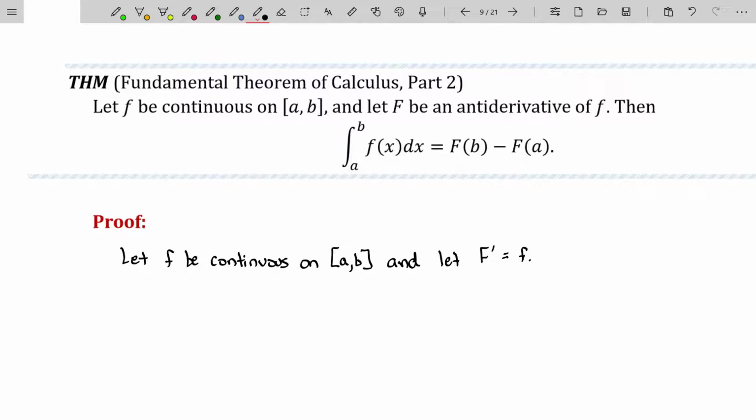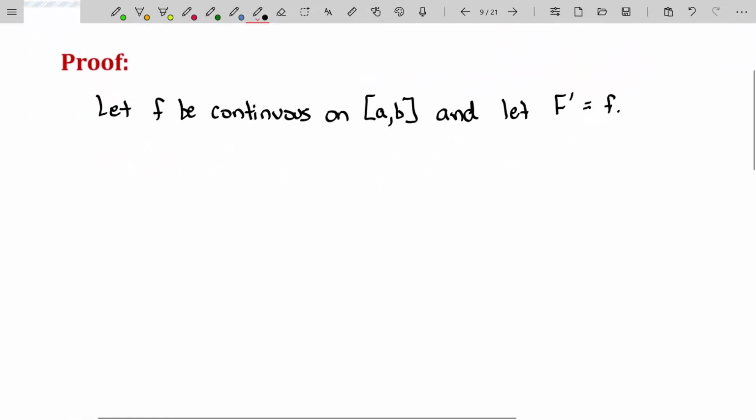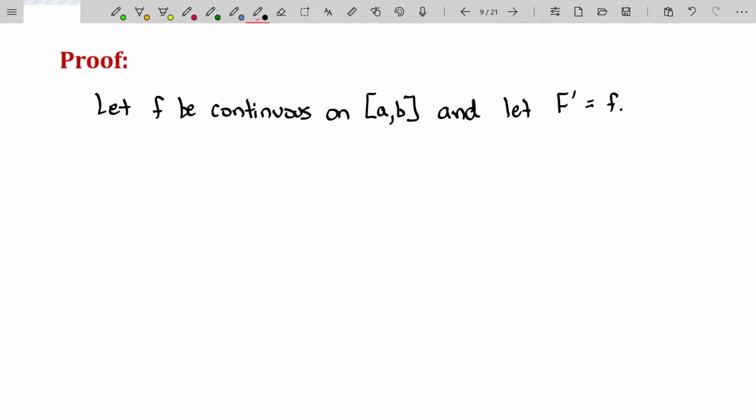Let f be a continuous function on the closed interval from A to B, and assume that capital F is an antiderivative of little f. That is, the derivative of capital F is little f. Now I'm going to bring into play something that we need that is not mentioned in the antecedent of this theorem. We're going to let g of x be the integral function of f, so the integral from A to x of f of t dt. And this is really why the fundamental theorem of calculus part 1 precedes part 2: you need it to prove part 2.